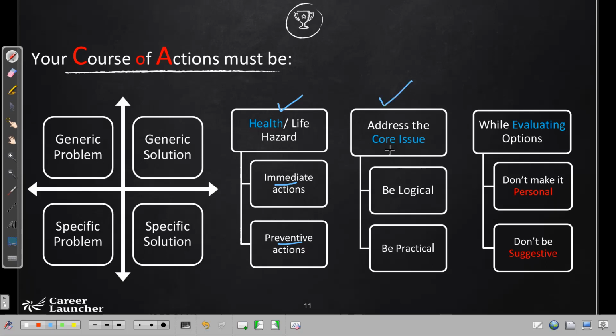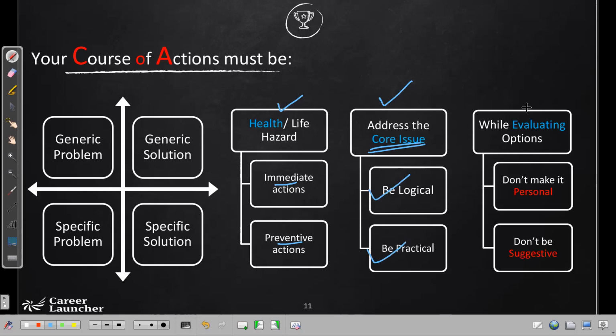Try and always address the core issue. Sometimes they mention a cascading kind of problem, like due to lack of X, Y happened, because of Y, Z happened, because of Z, P happened, because of P, Q happened. So in order to solve it all, let's hit the X, because because of X everything happened, and it's a cascading effect. So try and address the core issue of the problem. Remember, be logical, be practical.